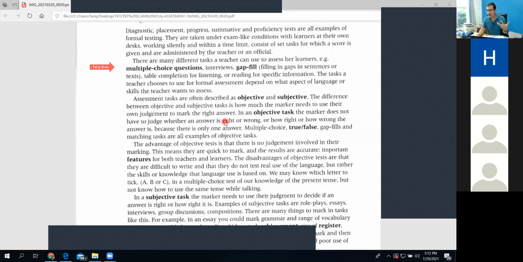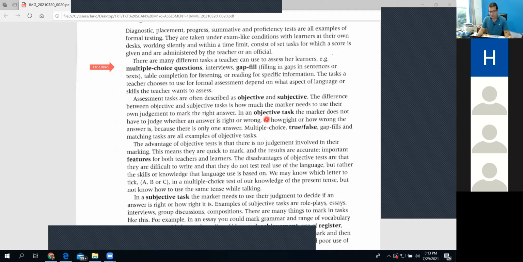And there are 2 kinds, one is objective, one is subjective. Try to understand that. A question comes about objective and subjective in the paper. The difference between objective and subjective tasks is how much the marker needs to use their own judgment. Marker means the one who is checking the paper, marking the paper.